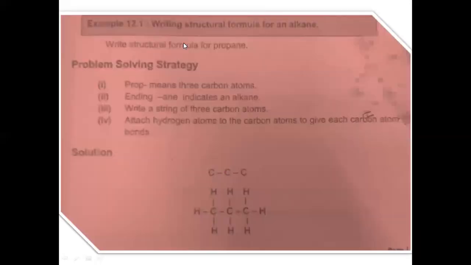Example 12.1, writing the structure formula for an alkane. If you want to write the structure formula of an alkane, suppose for propane, what will you do? Prop means 3 carbon atoms, so you will first make 3 carbon atoms, and because the name indicates an alkane, all the bonds will be carbon-carbon single bonds. So you can see the 3 carbon atoms are making single covalent bonds.